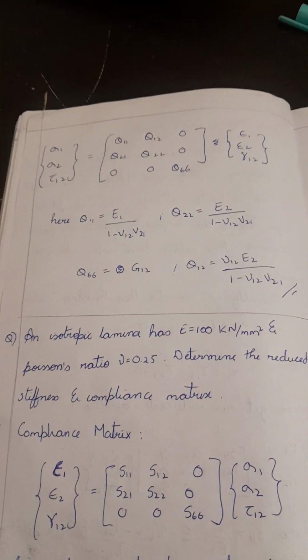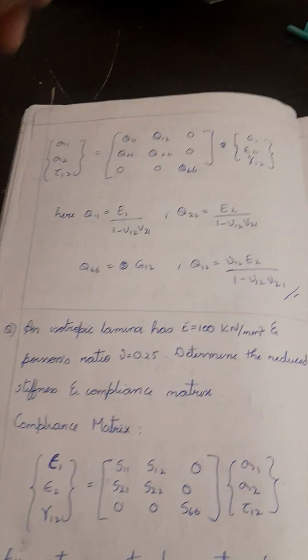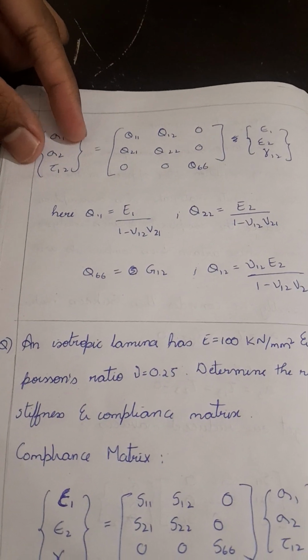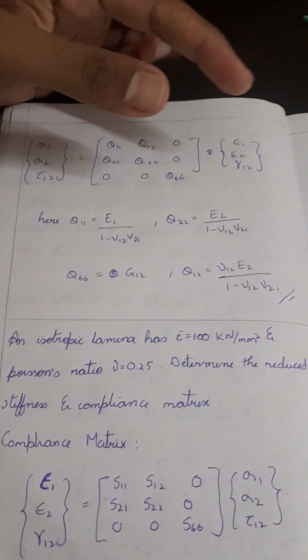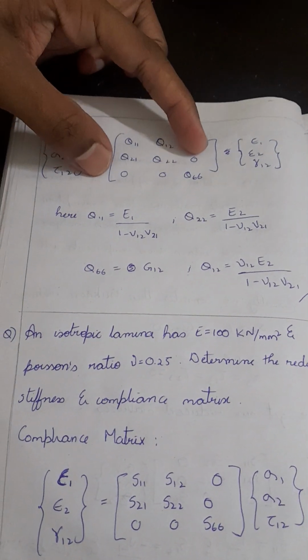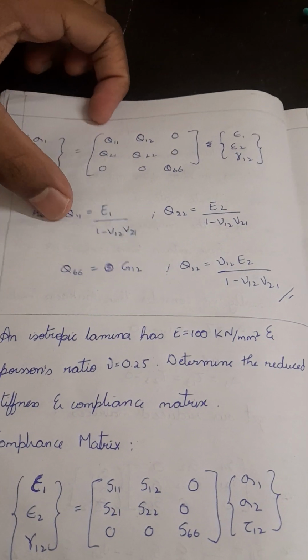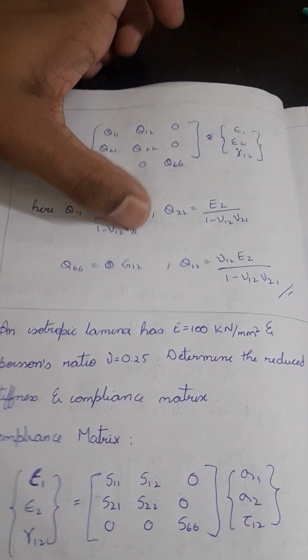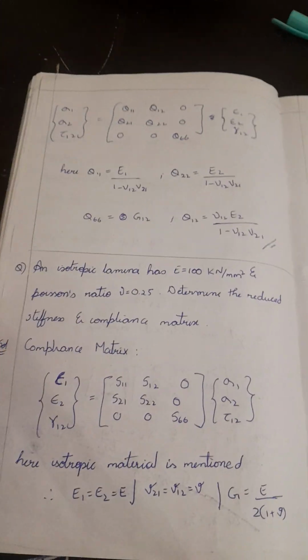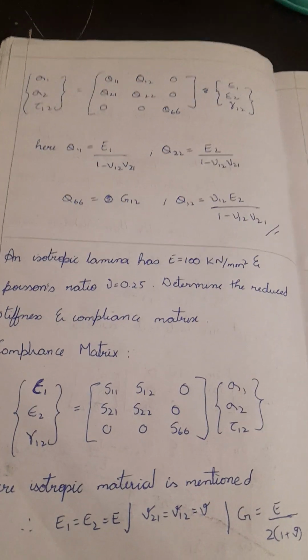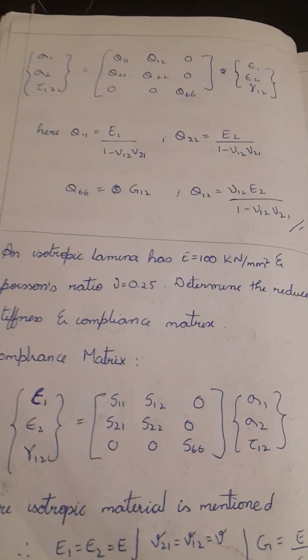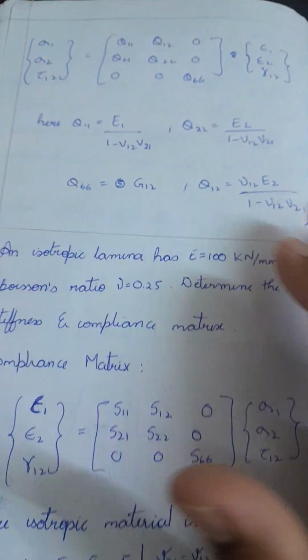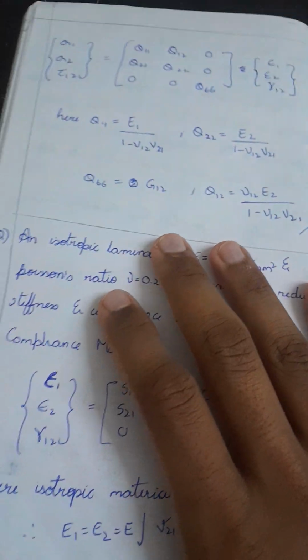Similarly, we also developed a reduced stiffness matrix, wherein these are our stress components, these are our strain components, and this is the matrix, right? Q11 would be E1 over 1 minus V12 times V21. So these are the relations you can have a look at. I'm just stressing this point time and again: if it's an isotropic material, there wouldn't be any discrimination. Every E would be the same, every G would be the same, and every V would be the same.